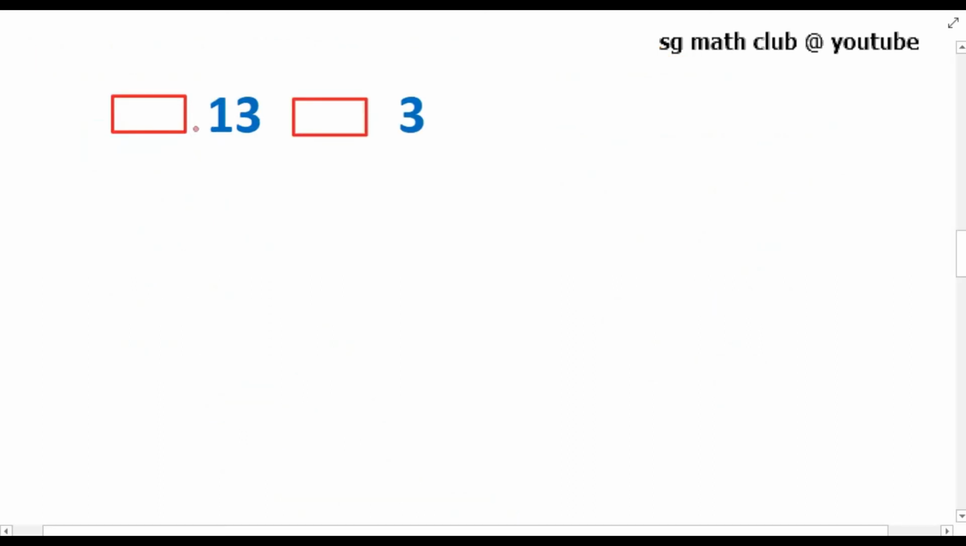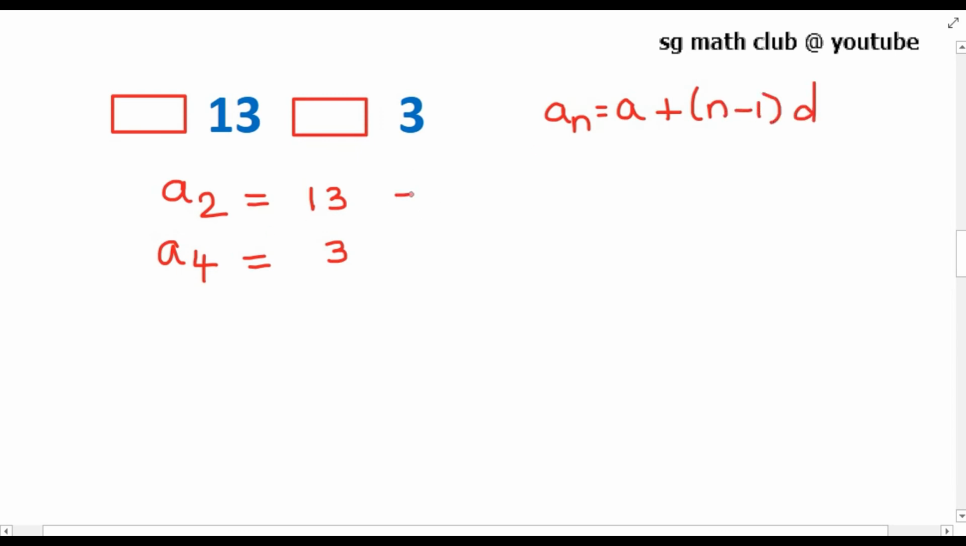So the first term and third term are not given. Second term and fourth term are given. We need to find out the first term and third term. So second term a2 they have given as 13, and a4, the fourth term, they have given as 3. We know the general formula a_n equal to a plus (n minus 1) into d. So a2 I can write as a plus d equal to 13. Again a plus 3d equal to 3.